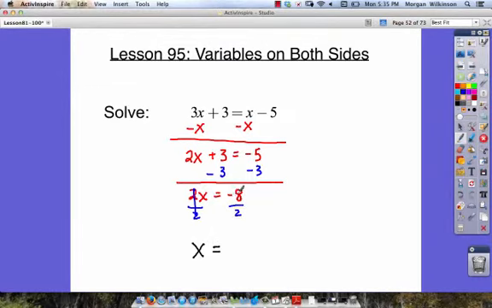And x must be equal to negative 8 divided by 2. Well, negative 8 divided by 2, that must be negative 4. So we've got negative 4 as our answer.